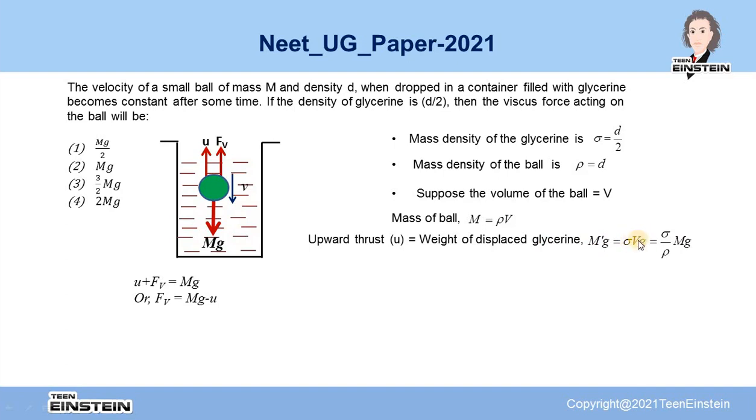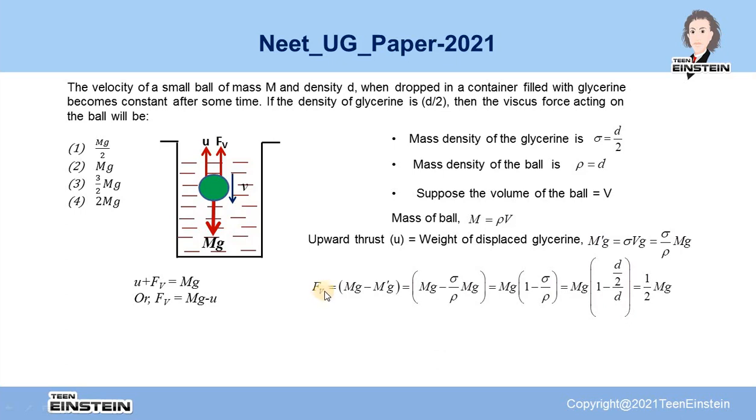Since this V, capital V, is not given, we will replace it using this equation, writing V as capital M by rho. If we put that value of V as M by rho, then we get M prime g, that is the upward thrust, as sigma by rho into M into g. Therefore the viscous force can be written as mg minus M prime g. This is nothing but the effective weight of the ball. So if we put the value of M prime g, we get mg whole into 1 minus sigma by rho.